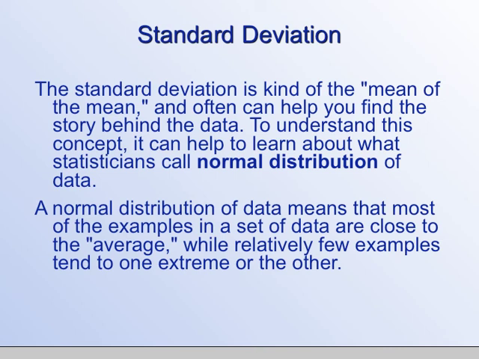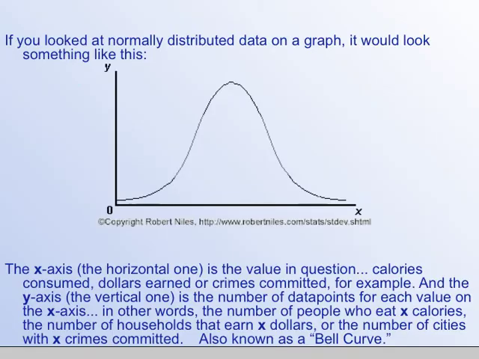Normal distribution of data means that most of the examples in a set are close to the average, while relatively few examples tend to be at one extreme or the other. Okay, so visually let me show you what this means. Okay, so what we have is a bell curve right here. This is a normally distributed graph.